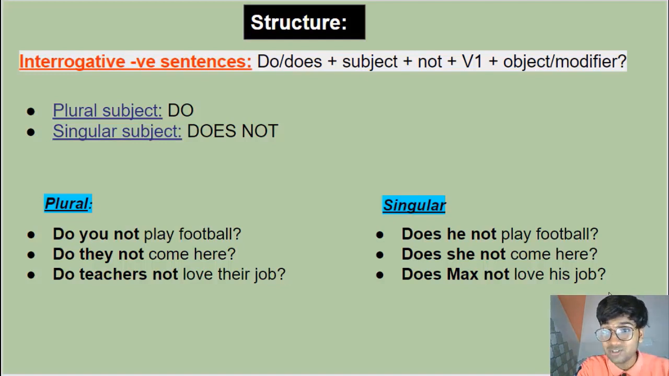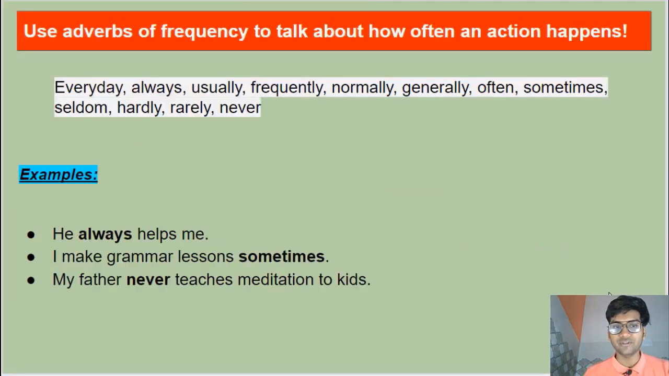I hope you understood this tense, right? That's all I wanted you to do. I wanted you to understand how to use this tense. And now you also know the structure, okay? How to form sentences in present indefinite tense. One more thing. So when you talk about actions that you do repeatedly, right? You can also talk about the frequency, as I told you in the beginning of the lesson, right? So these are some words that show you the frequency of an action. Every day, always, usually, frequently, normally, generally, often, sometimes, seldom, hardly, rarely, never, right?